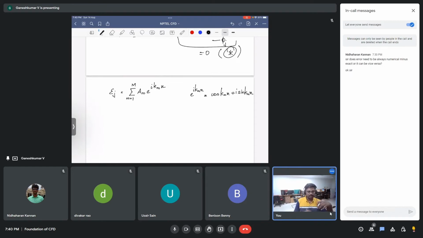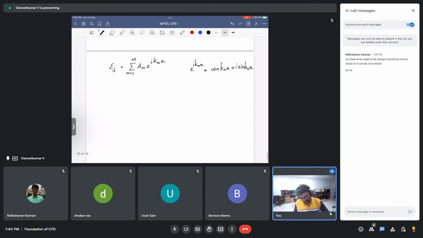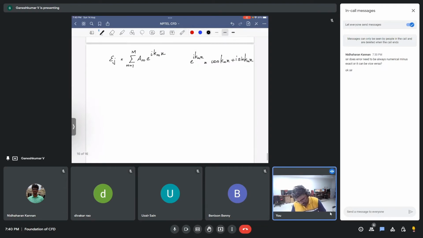So this would be helpful in analyzing the stability behavior of our scheme. What we will do is quickly write it down. For epsilon j as a function of x, we can write it like this. Similarly, if it is also a function of time, we will add another e power at term, so a_m e power at e power I k_m x.